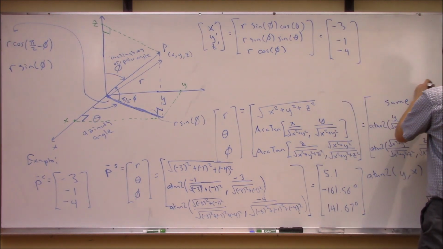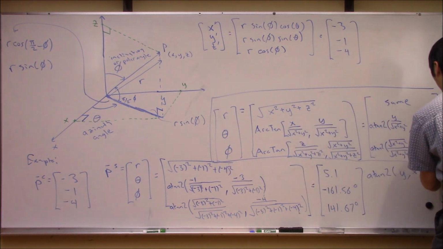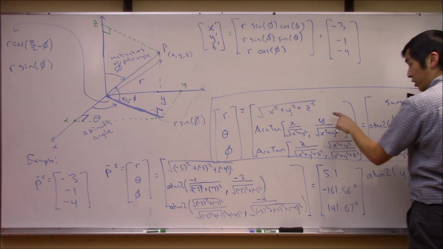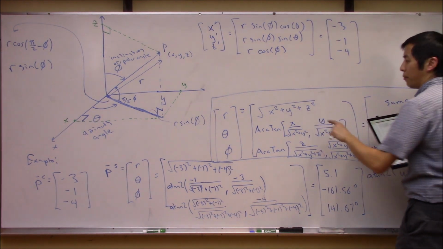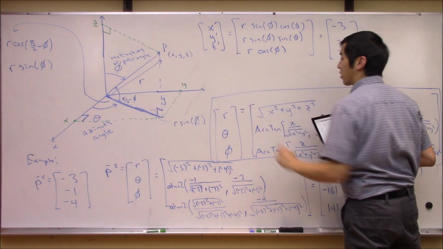I'm going to box it up here. This is the proper transformation from Cartesian to spherical coordinates, and this is the transformation from spherical back to Cartesian coordinates.